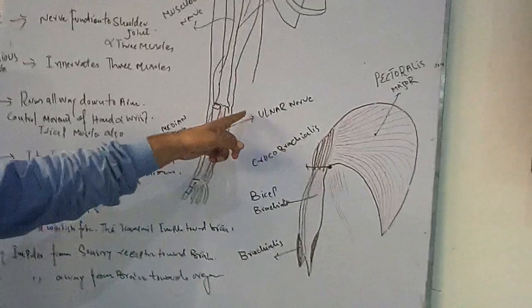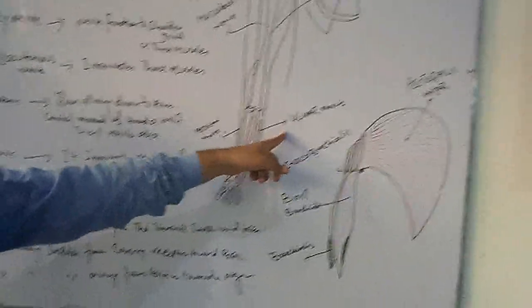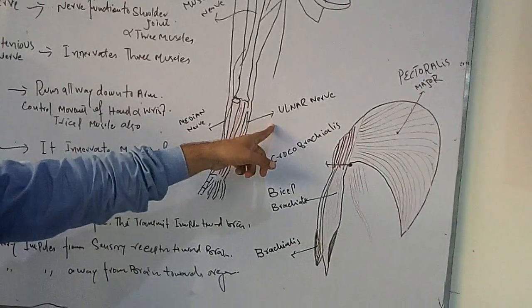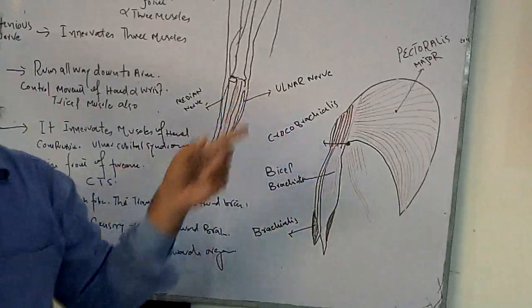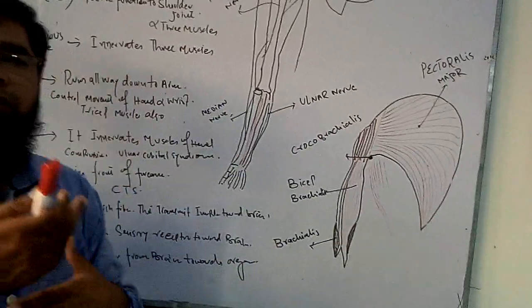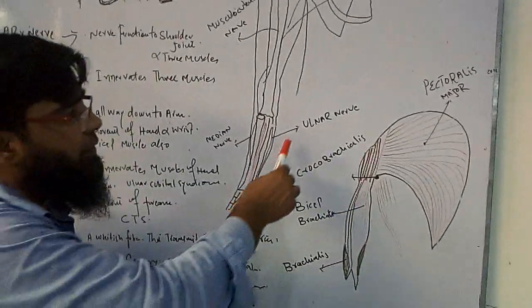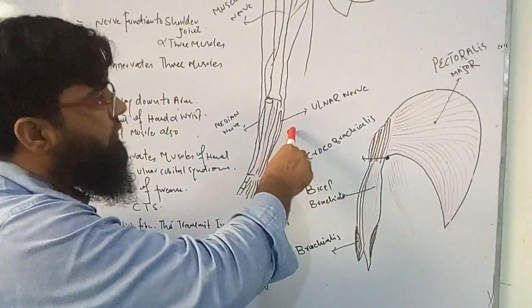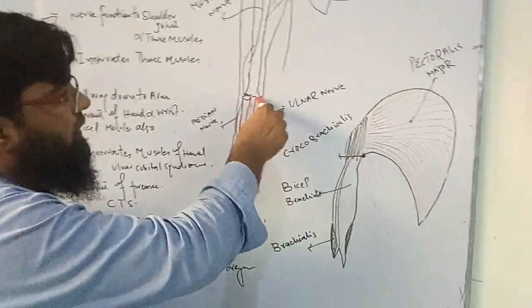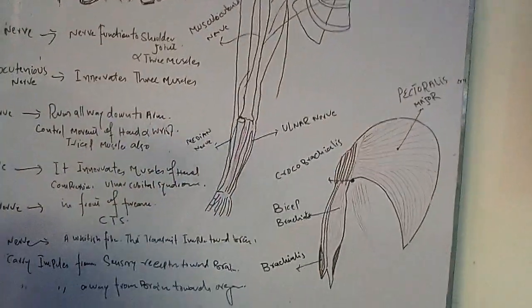Second one, I have discussed, ulnar cubital syndrome. This is basically an injury of the ulnar nerve. When the ulnar nerve is injured, a problem arises called cubital ulnar nerve syndrome, and it can lock the elbow.